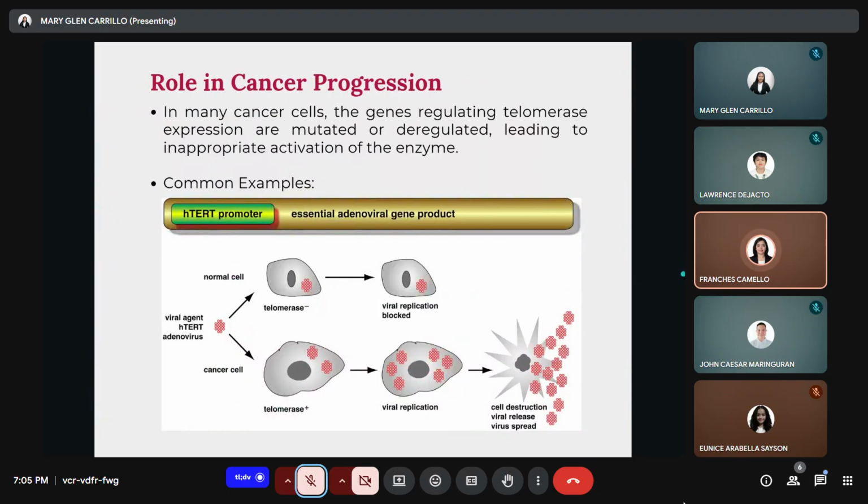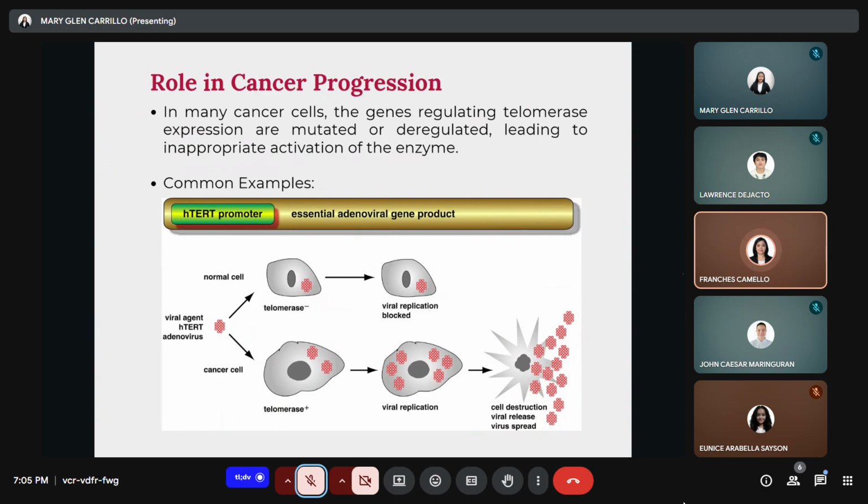The role in cancer progression. So yes, telomerase has a role in cancer progression. In many cancer cells, the genes regulating telomerase expression are mutated or deregulated, which leads to inappropriate activation of the enzyme. We have here common examples. As we can see in the picture, we have the hTERT promoter. In the following slides we will explain this deeper, but let's have the gist here.